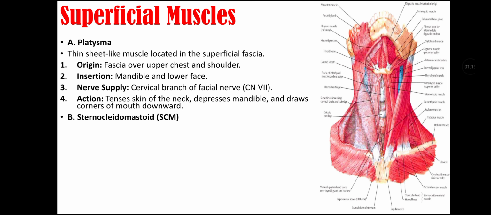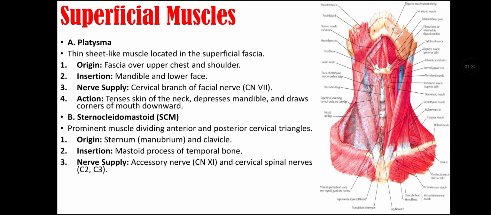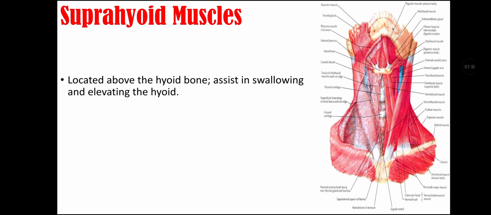Second superficial muscle is the sternocleidomastoid muscle. It is a prominent muscle that divides the anterior and posterior cervical triangles. It originates from the sternum and clavicle, and it is inserted in the mastoid process of the temporal bone. It is supplied by the spinal accessory nerve and cervical spinal nerves. Its action is, when it contracts unilaterally, it rotates the head to the opposite side, and when it works bilaterally, it flexes the neck.